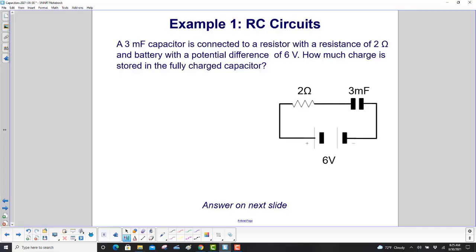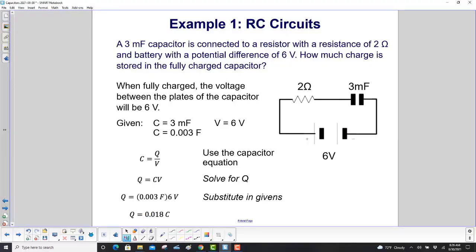A 3 millifarad capacitor is connected to a resistor with a resistance of 2 ohms and battery with a potential difference of 6 volts. How much charge is stored in the fully charged capacitor? When fully charged, the voltage between the plates of the capacitor will be the 6 volts here. Why is that? Well, no current is flowing. So if you use Ohm's law here, V is equal to IR. That means no voltage is across the resistor, so it all has to be across the capacitor, all 6 volts.